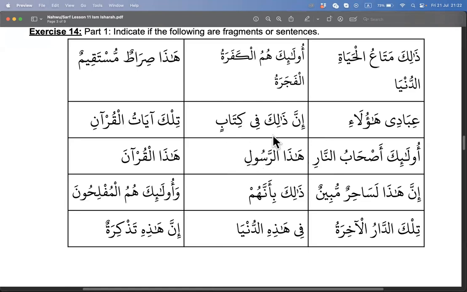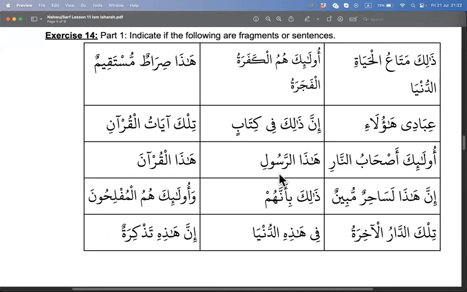Yes. When we say fragment, it's not a complete sentence. So you will be asking "this messenger what?" right? But that is a fragment. It's not a sentence. It's not a complete sentence yet. You must add something: this messenger what, or what this messenger. Okay. Good. Next one: Hadal Qur'ana. Fragment. Good.